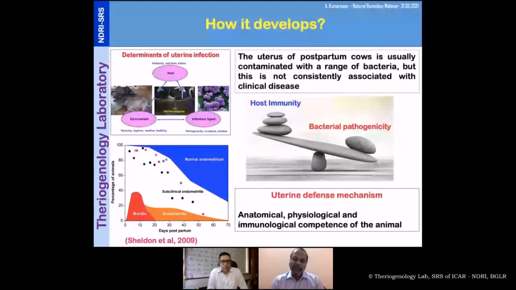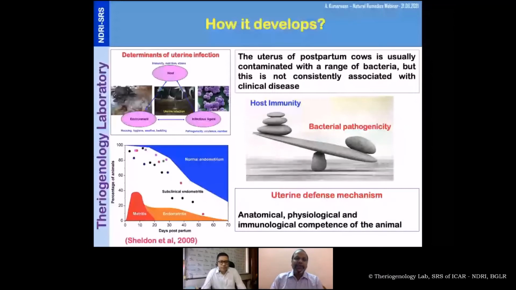Understand how the uterine infection develops. 100% of the cows or buffaloes after calving harbor microorganisms. That is a universal truth. Not a single animal is free from infection or microbial contamination at the time of calving. So what happens then? Almost 90% in a well-managed herd and 60% in an average managed herd, they themselves clear the microbial load or excrete all the microbial organisms. The remaining animals carry it and develop different forms of uterine infection.